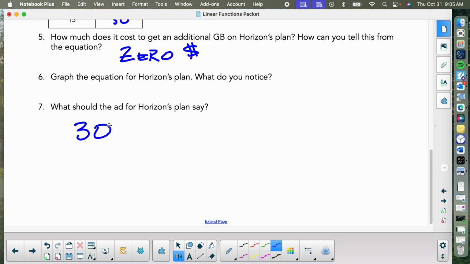They're still trying to come up with the answer to number 7, which is $30 no matter how many gigabytes you use. So what should their ad say? Unlimited $30. There you go. Nice. $30 for unlimited data.